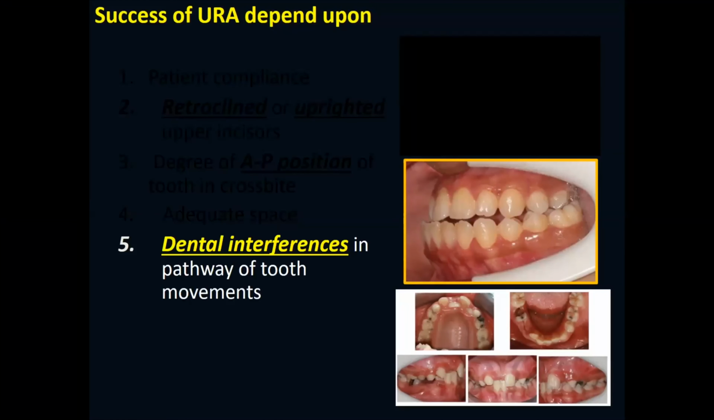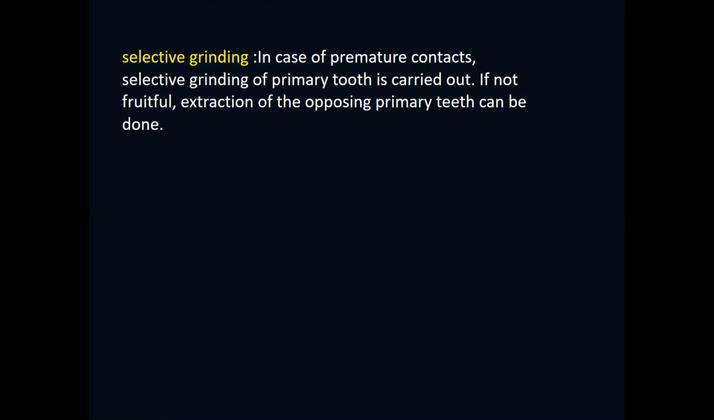And there should be no dental interference in the path of tooth movement, because if you are having a jiggling kind of tooth movement, this may lead to the development of root resorption as well, and a very poor outcome. Maybe you won't be able to correct the anterior crossbite if you are having dental interference. Moving on to the treatment modalities.